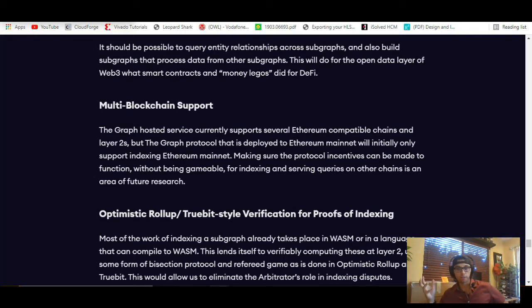When I first heard about the graph, I thought they were supporting multiple blockchains, but they're only supporting indexing Ethereum as a mainnet. Like only projects that are built on Ethereum, basically. And I don't know if that has changed. And serving queries on other chains is an area of future research. I guess it depends what they mean by protocol incentives. I initially thought of that as the token issuance.